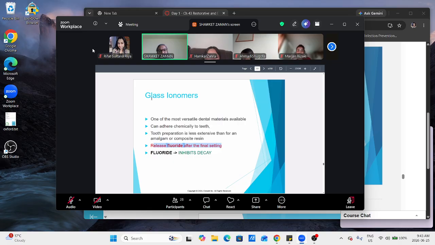One of the dental materials is glass ionomer. In short, we call it GI. It will release the fluoride after the final setting. That means when the glass ionomer material is attached to the tooth surface and completely hard set, then it will release the fluoride, because fluoride inhibits decay. Very important to memorize. Chemical bonding, fluoride release, inhibiting the decay. This is all about the characteristics of the glass ionomer materials.